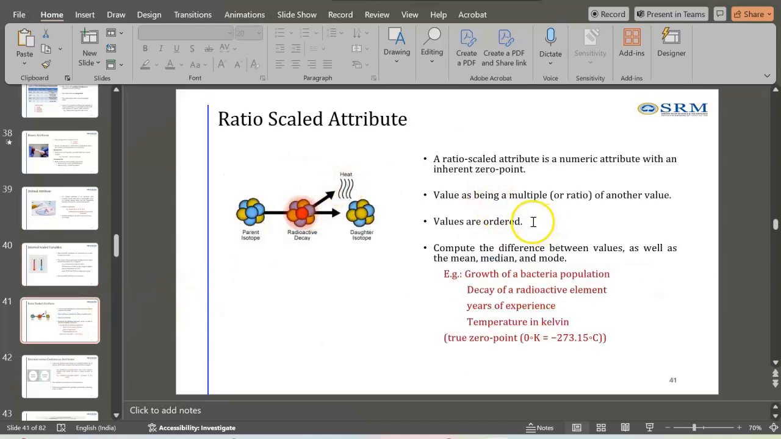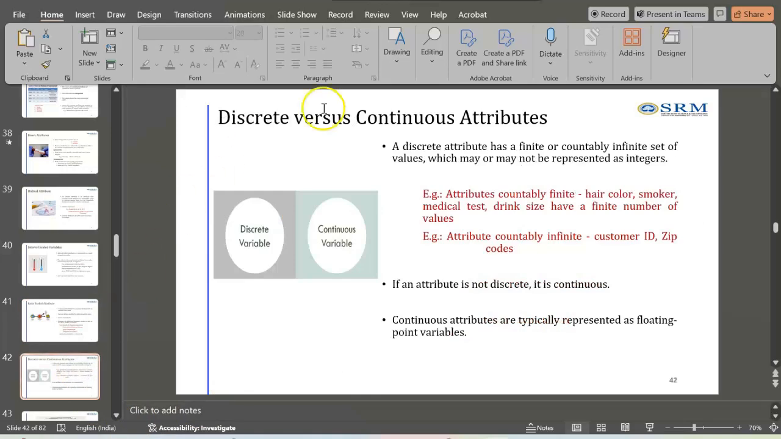Ratio scaled attributes are also numeric attributes with an inherent 0 point, and a value can be a multiple of another value, and these values are always ordered. For example, if you want to compute the difference between values, or compute the mean, median and mode, in that case you use the attribute called the ratio scaled attribute.